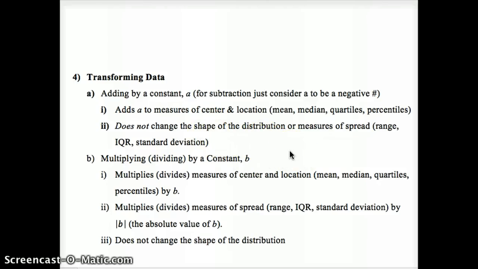Multiplying or dividing changes measures of center and location. So we'd multiply the mean by whatever constant b we're multiplying each data point by, and likewise the median, the quartiles, and the values of the percentiles. However, it also multiplies the measures of spread by the absolute value of b. If we're dividing by a constant, we would divide those measures of spread.